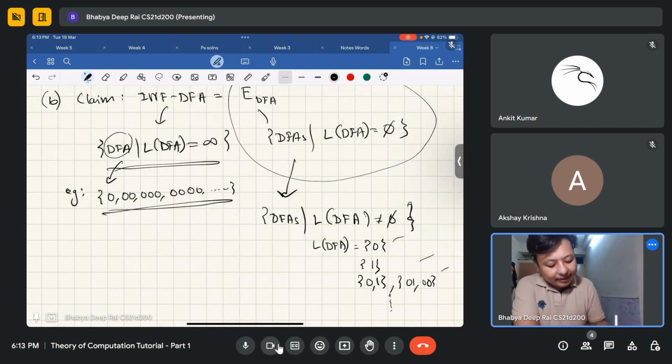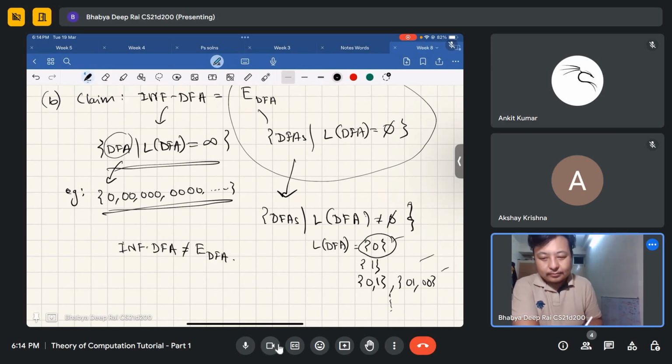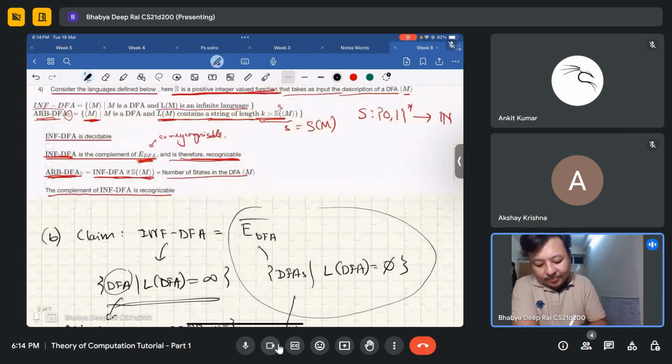But notice that a DFA accepting just 0 is contained in this set, eDFA, because the language of that DFA is 0. It has one particular string out there. So it is non-empty, so it is an eDFA. But it is not an infinite DFA because the language is not infinite. It is a finite language. So firstly, we refute this claim. Infinite DFA is not equal to eDFA. So B is clearly wrong.